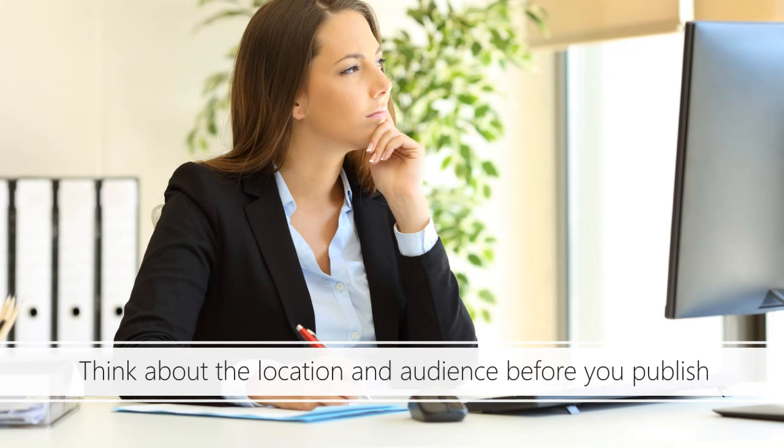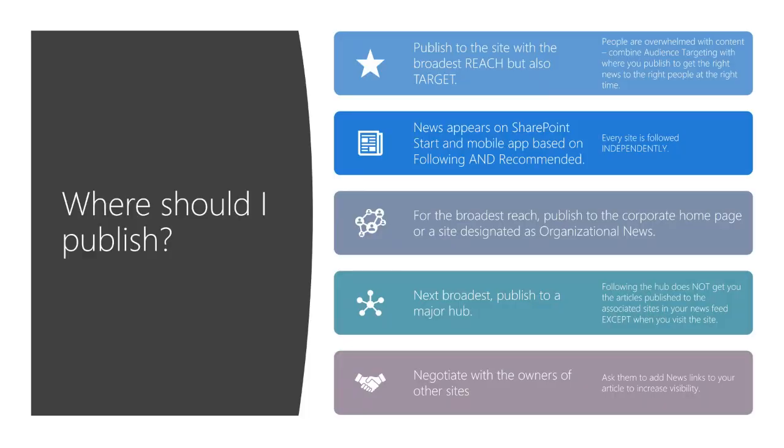Another thing to think about when you're publishing news is where are you going to publish? You want to publish in the location that's going to get the broadest reach. If you have the opportunity to publish at the main home site of your organization, obviously that will get your article the most attention. If you don't, then you probably want to think about publishing on a major hub, because people will tend to follow that hub. And when you're following a site, the top 20 sites that you're following are going to show up in SharePoint Start. All those news articles will also show up on the mobile device.